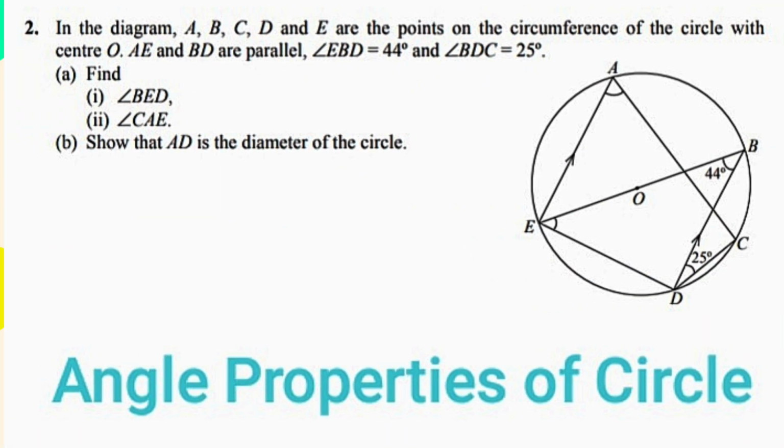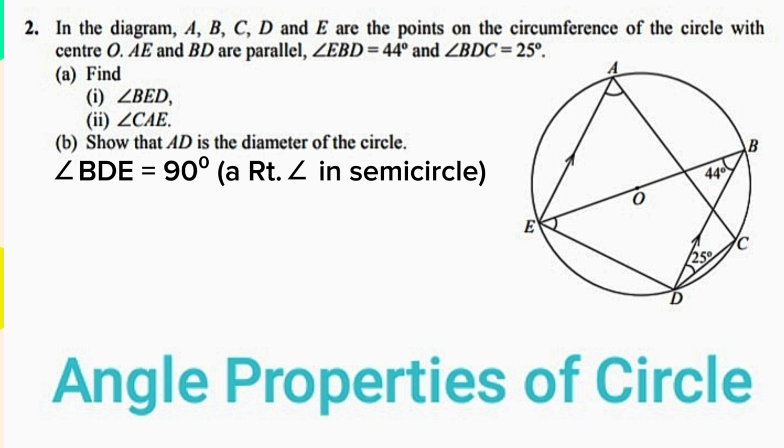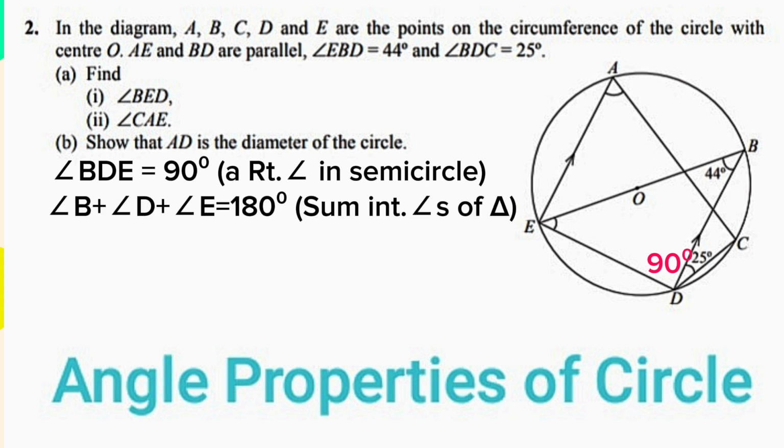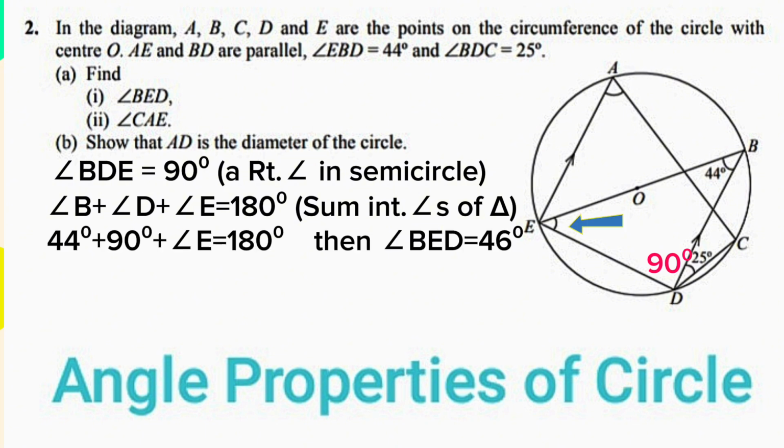You have angle BDE subtended by the diameter BE. So, this is a right angle in a semicircle. Angle BDE is 90 degrees. Use the sum of interior angles in the triangle. Angle B plus angle D plus angle E equals 180 degrees. 44 degrees plus 90 degrees plus angle E equals 180 degrees. Then, angle BED is 46 degrees.